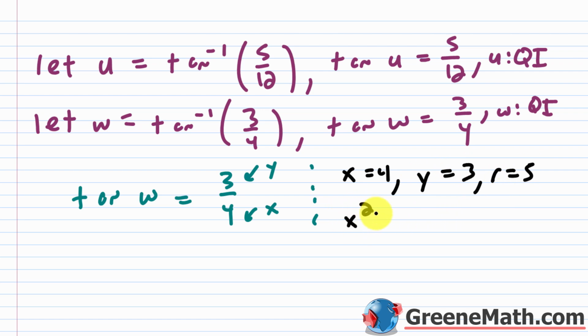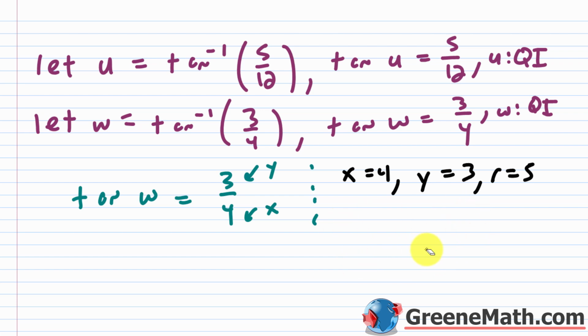But again, this was x squared plus y squared equals r squared. If you don't know what it is, x is 4, so 4 squared is 16, plus y is 3, so 3 squared is 9, and this equals r squared. So this becomes 25 over here. 16 plus 9 is 25. And you want the principal square root of 25, which is 5. So r is equal to 5.